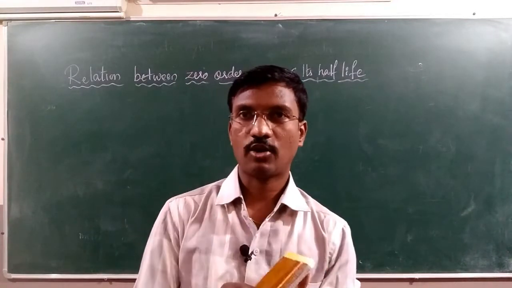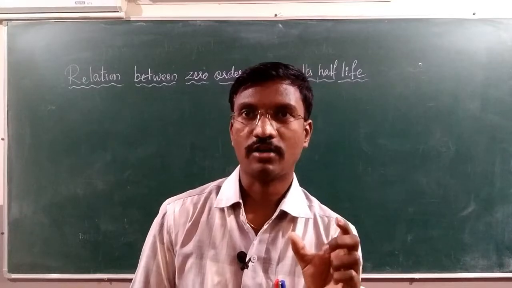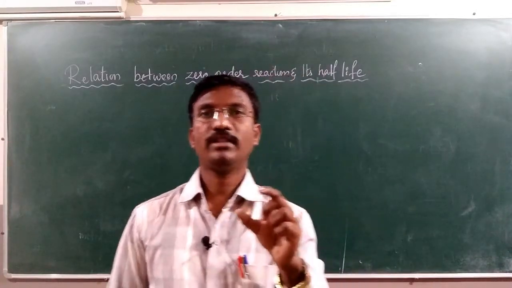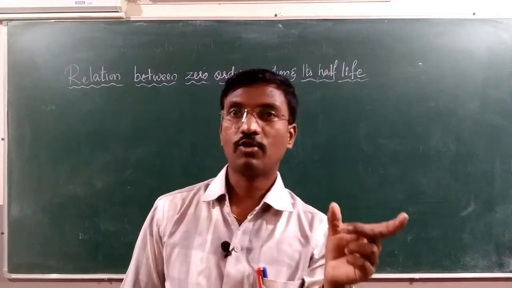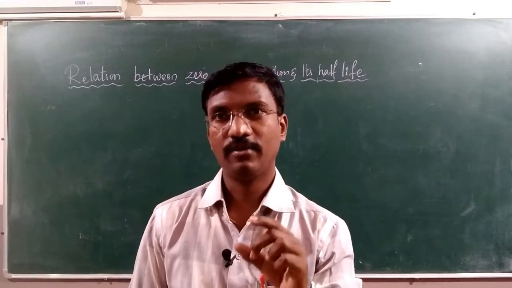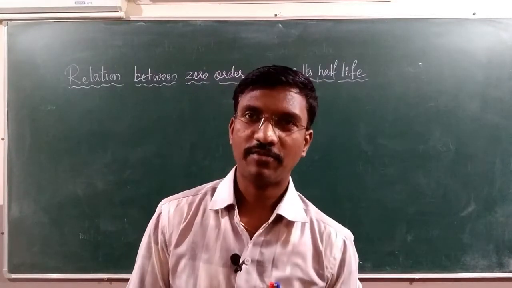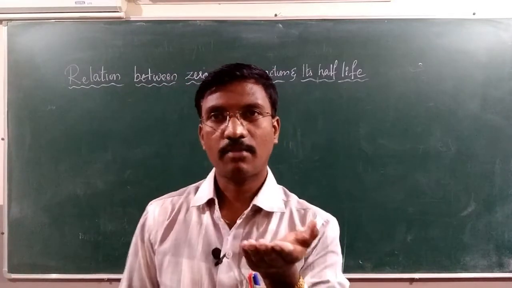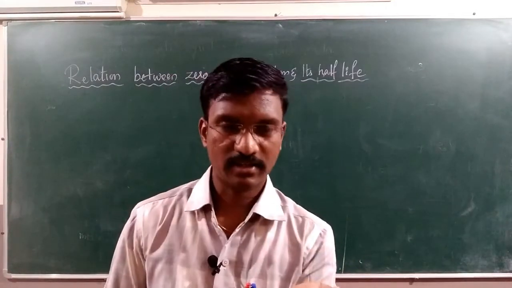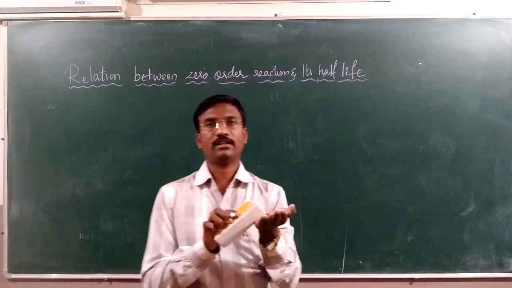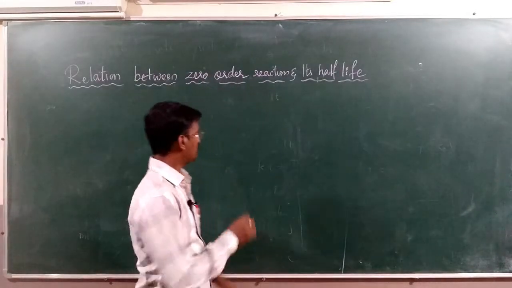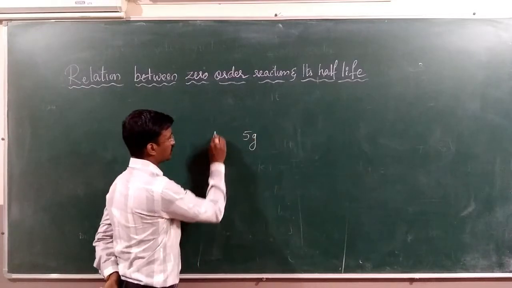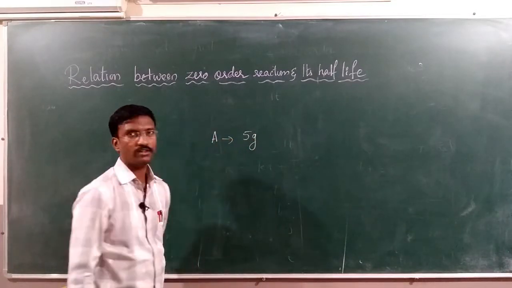Initially, the concentration of the reactant is R naught. When the time is such that the initial concentration becomes exactly half, that time is called the half-life of the reaction. So initially we have, say, X grams of a compound. For example, think that 5 grams of compound A is there initially.